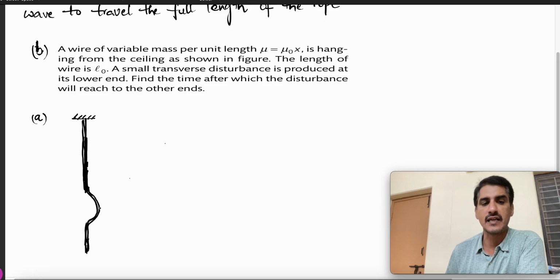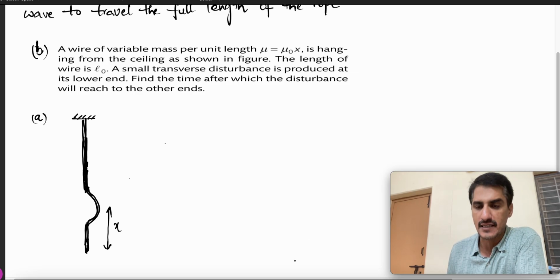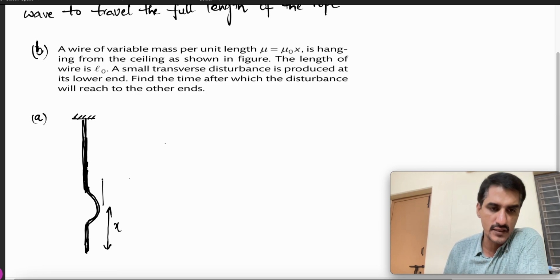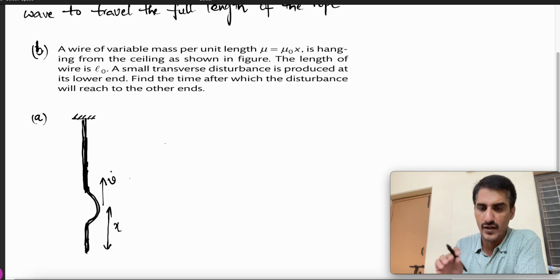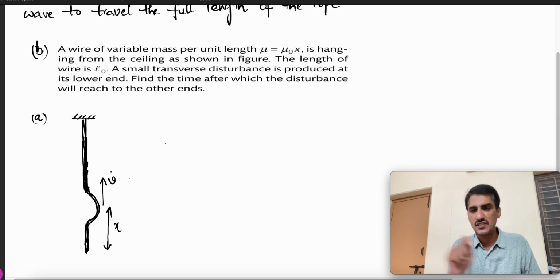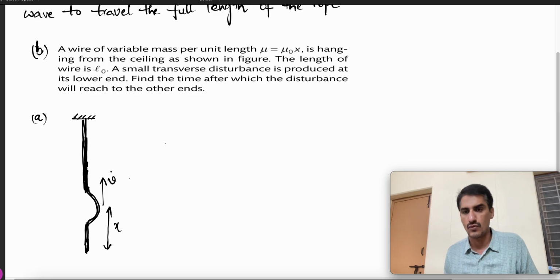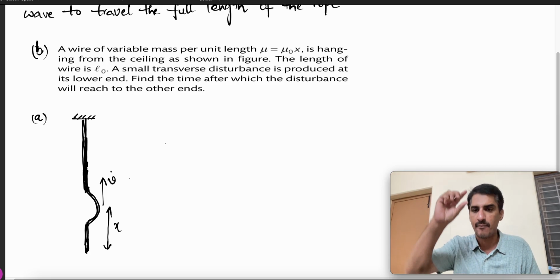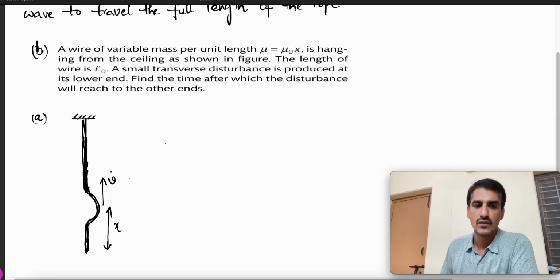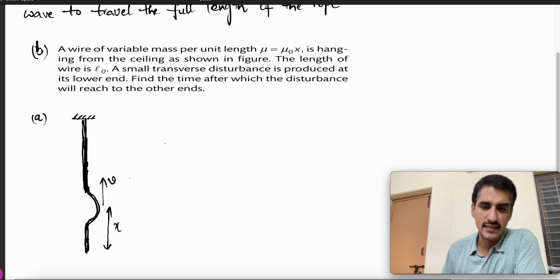Now let us suppose this pulse is at a distance x from the lower end, or else let us take any distance. Now suppose it goes up with a certain velocity. What we are doing is just giving a jerk at the lower end of the rope. Because of that one pulse is generated and that pulse is going up.